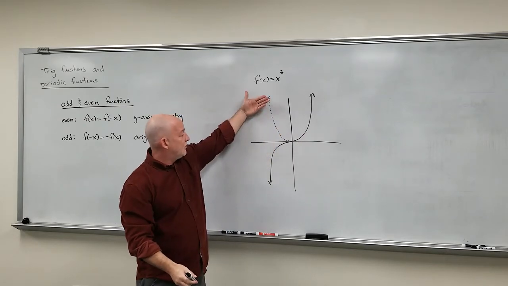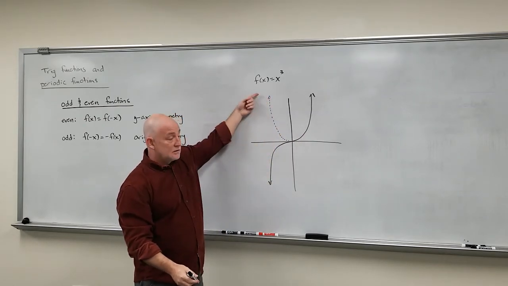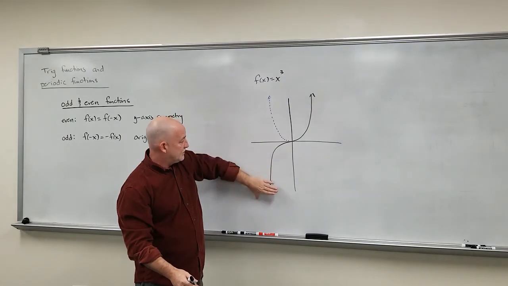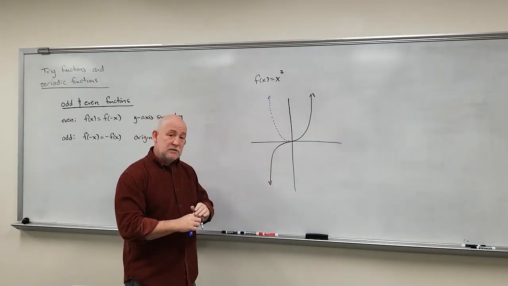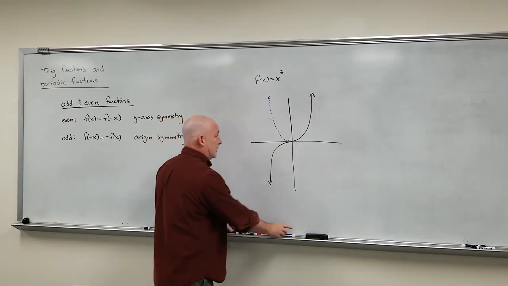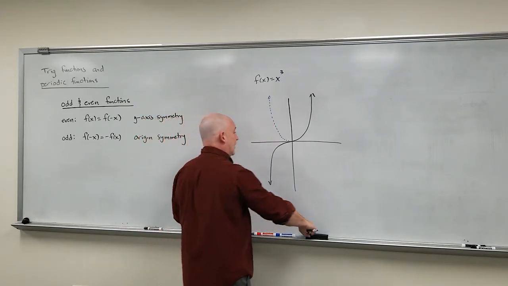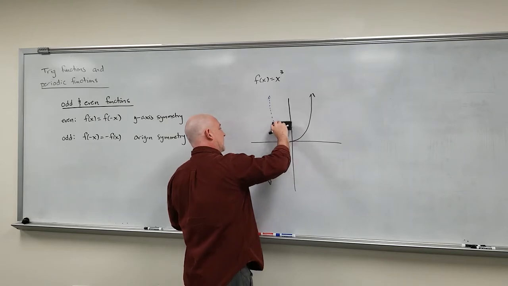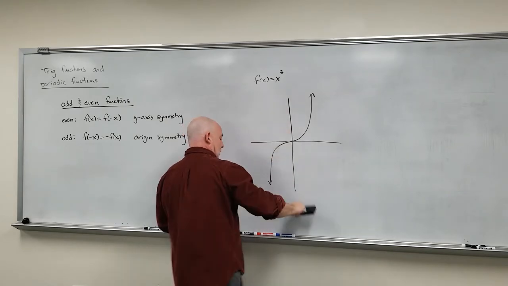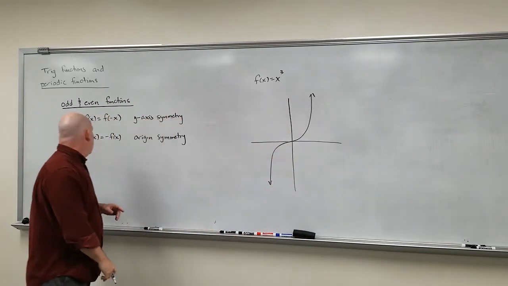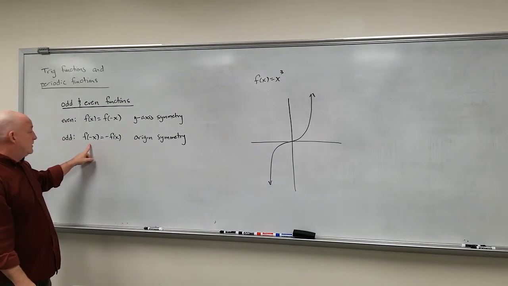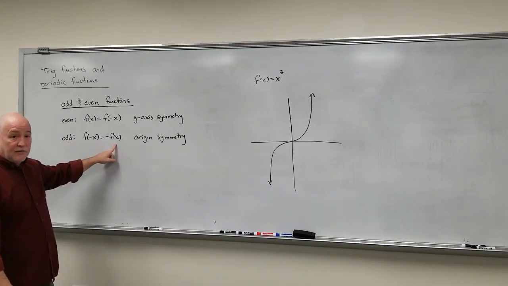Then if we fold it on the x-axis, hopefully you can see that the dotted blue here would lay on top of that piece. That's what it means to have origin symmetry: if you fold on both axes, the graph lays on top of itself. Now, mathematically speaking, our definition says that f of negative x has to be the opposite of f of x.